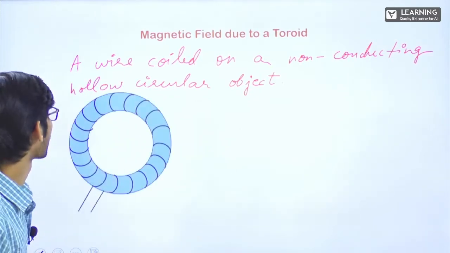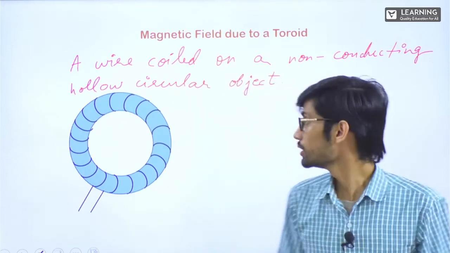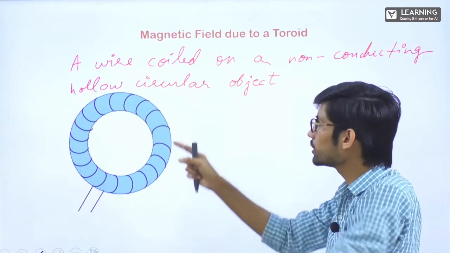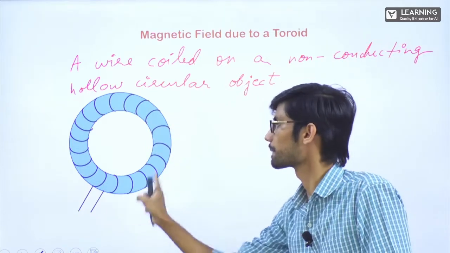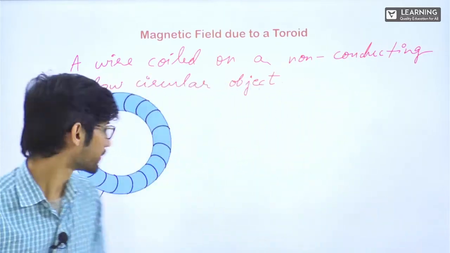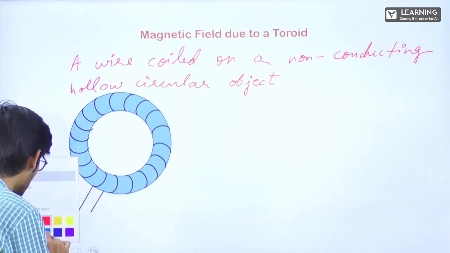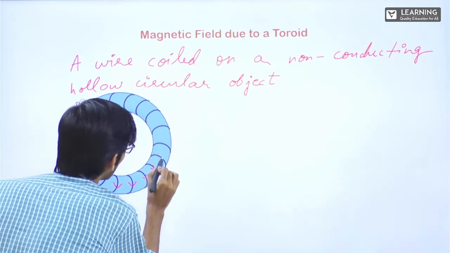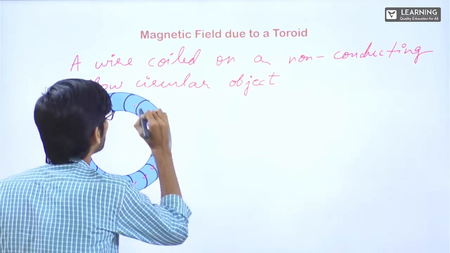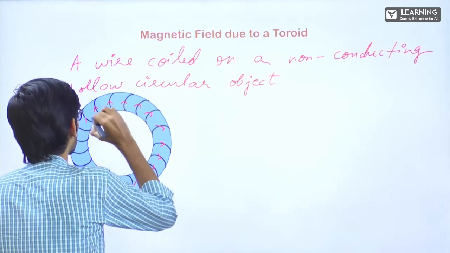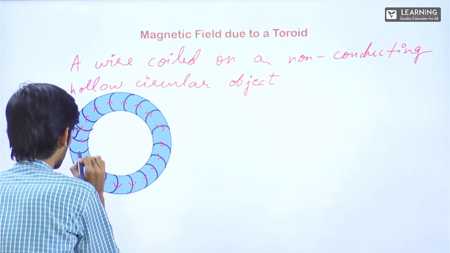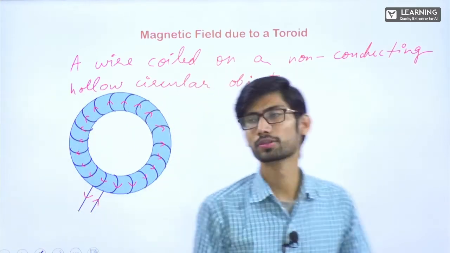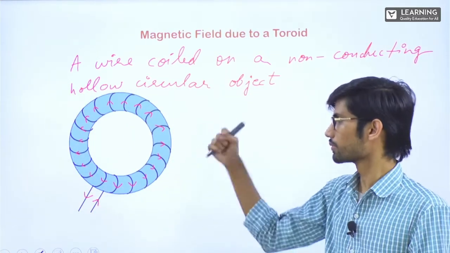Okay, something like this. So basically this blue part is a circular hollow object. On that this wire is wound, or you can say is coiled. Okay, so let's say here the current flowing is like this, so it will come out like this. Okay, like this it is.